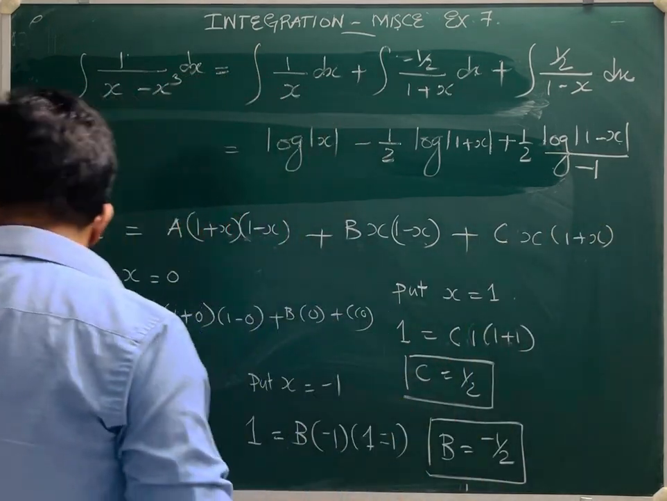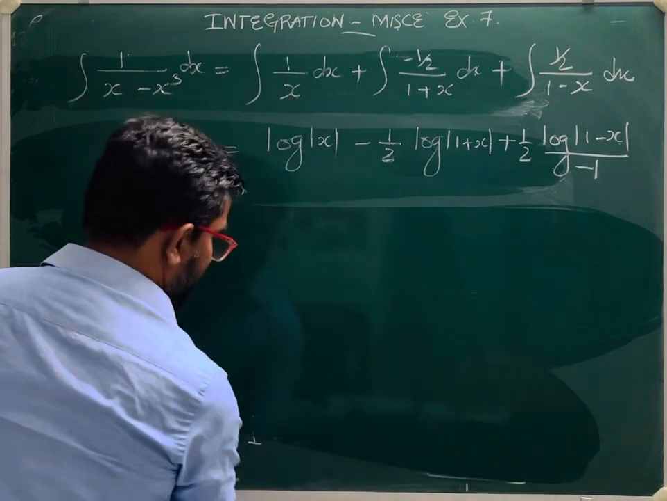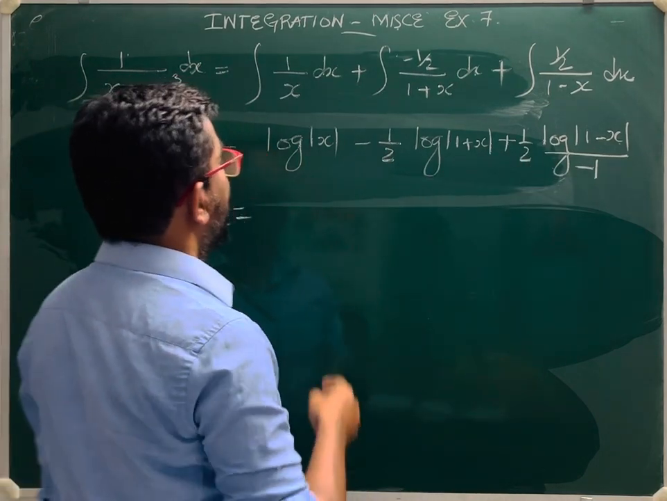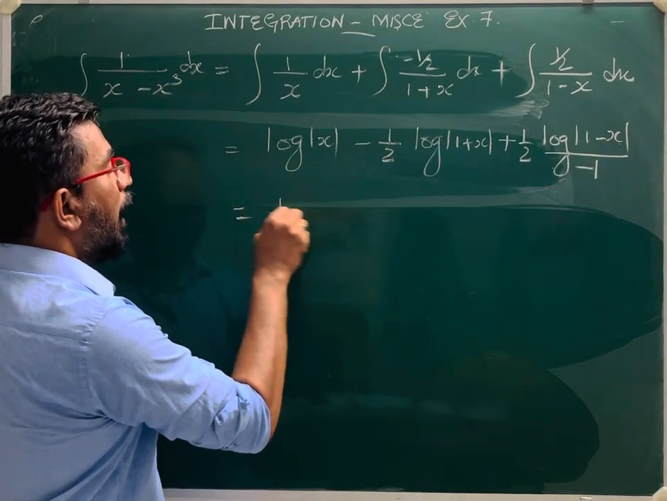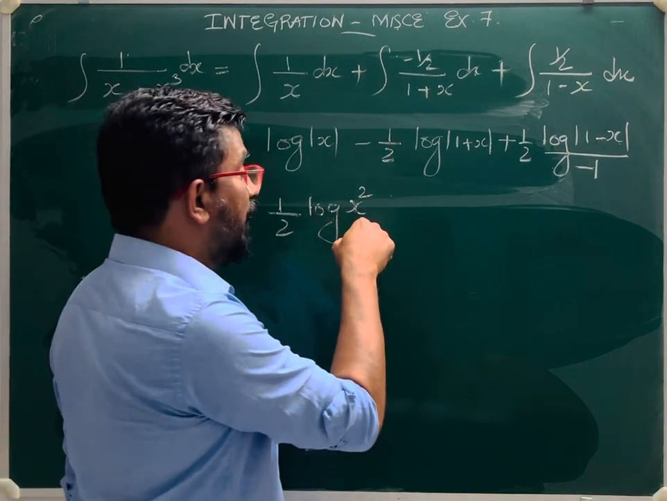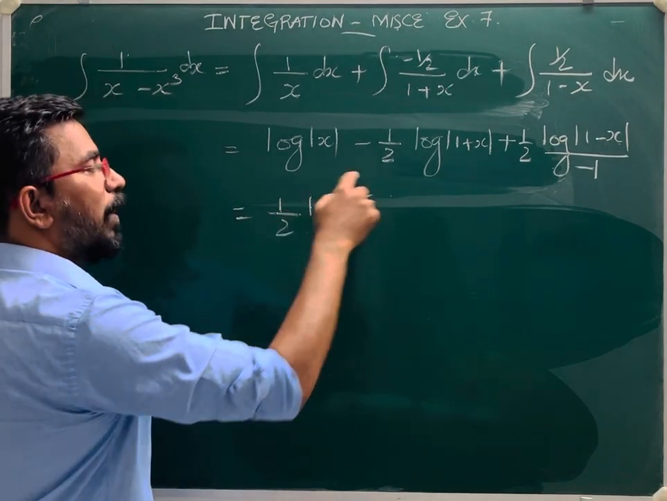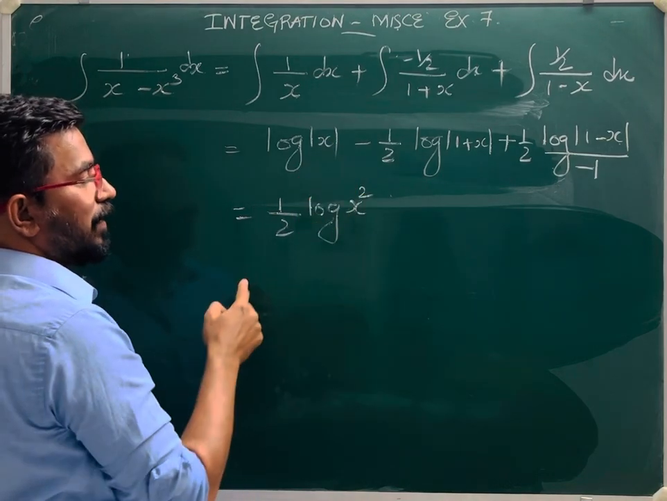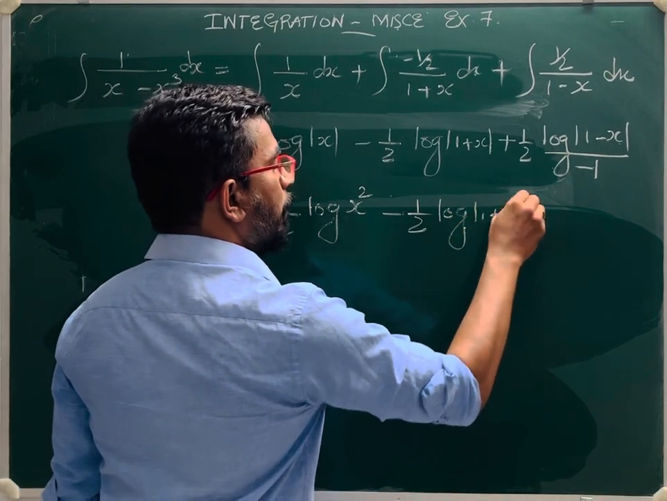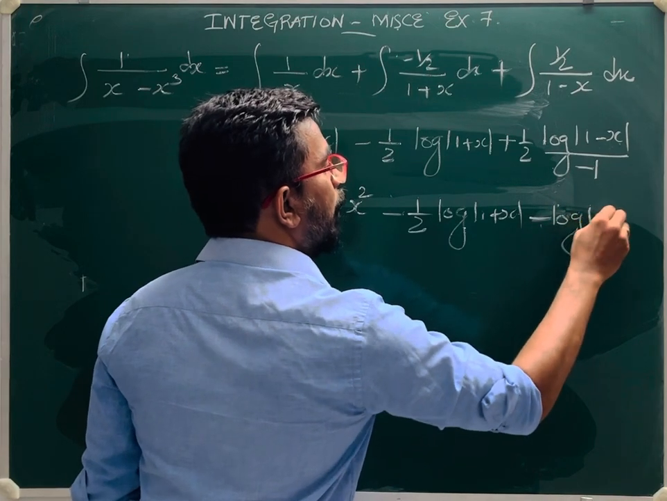So if I want, I can stop the answer, but as per the book, if you want to write the answer, we have to proceed like this. Since everywhere there is a half, to take a common factor, I will place a half here. How? I will put a half and I will write log x square. You know, a log b can be written as log b to the power a. So this 1 by 2, if I apply here, power 1 by 2, it will get cancelled. So this is correct. So minus 1 by 2 log mod 1 plus x plus 1 by 2, this is minus log mod 1 minus x.